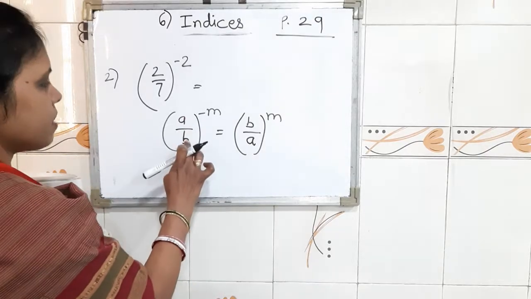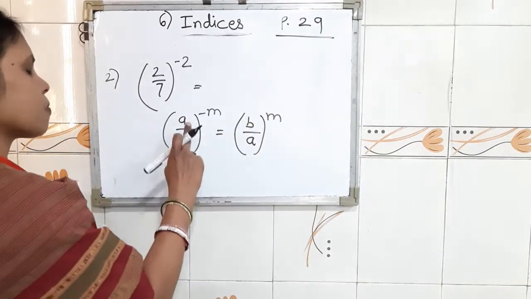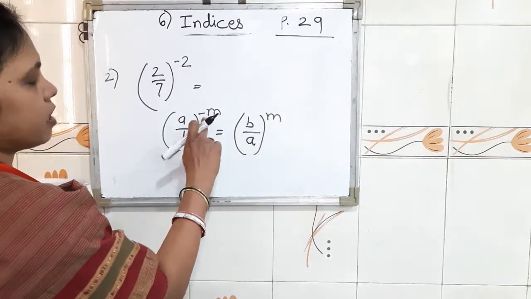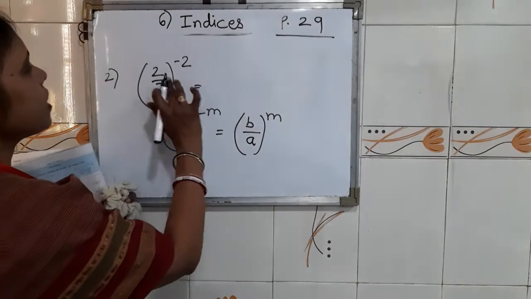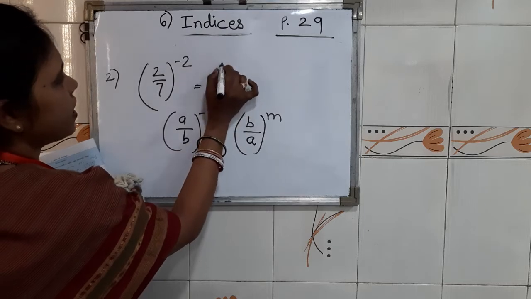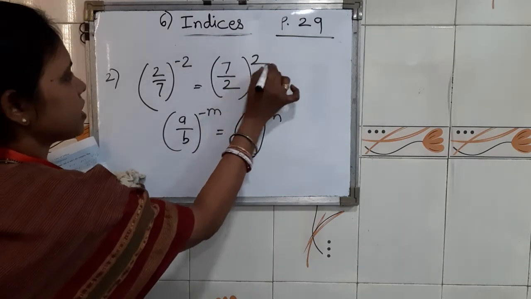Here all the negative indices we are going to convert into positive indices. So A by B, this fraction we will convert into B by A, that is the reciprocal of A by B, and automatically the minus sign will convert into a positive sign. So children, here the first one is 2 upon 7 raised to minus 2. Write down 7 upon 2 and the index is plus 2.